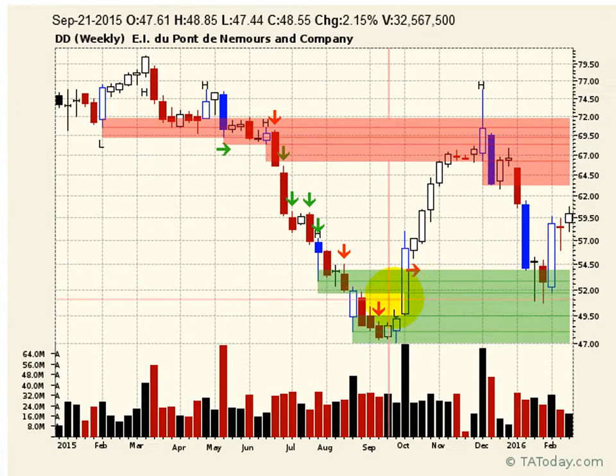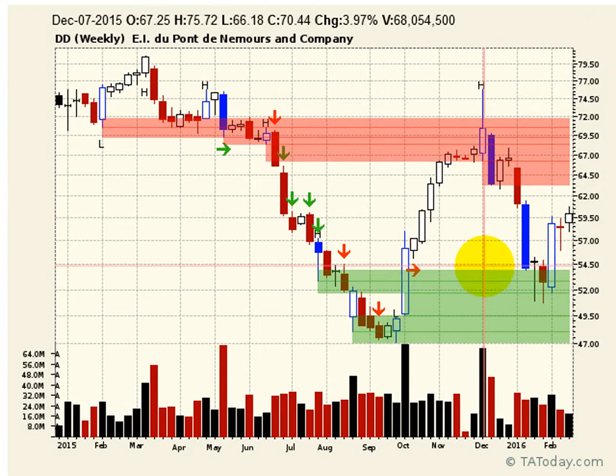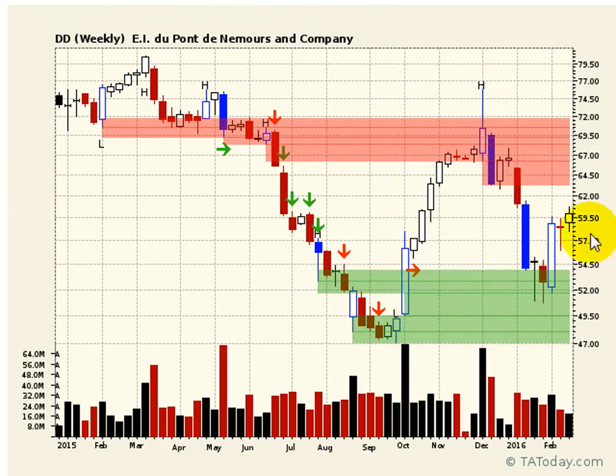Looking at it on a weekly, big push off the bottom here on volume, big spike high with volume. That's a good thing. That's a target when we finally get back up there. And so, on this time frame, it doesn't look too bad.